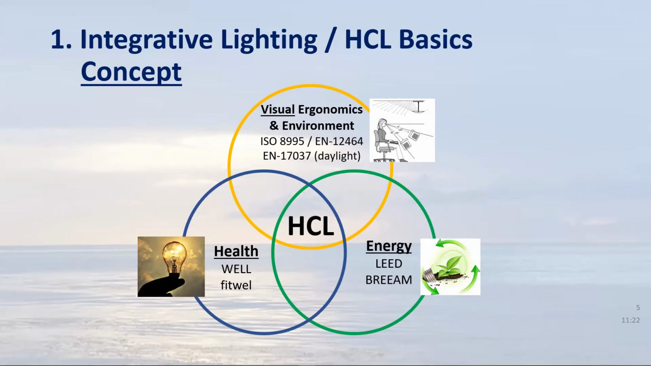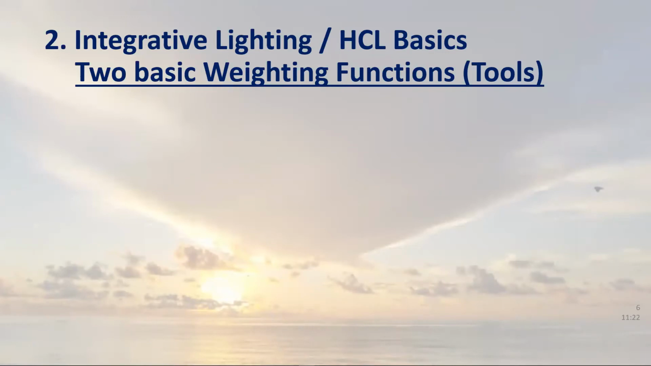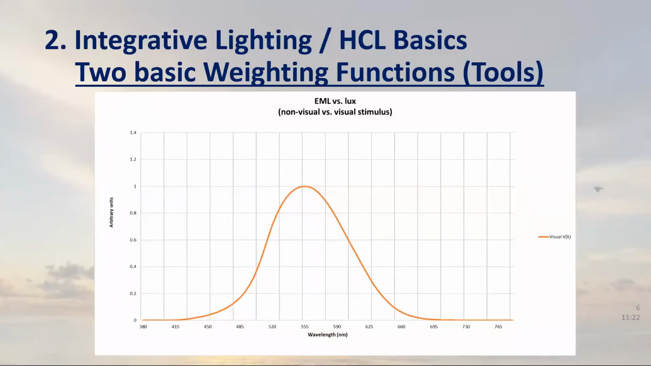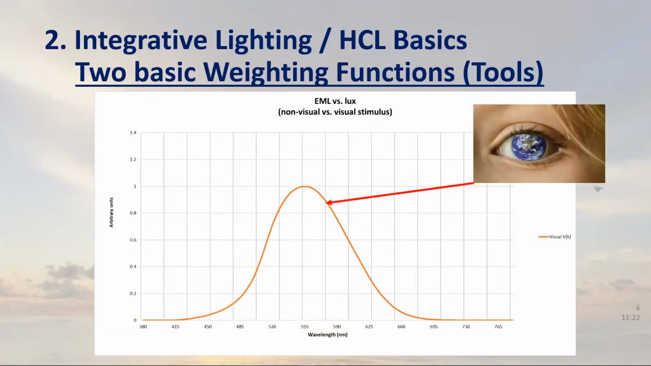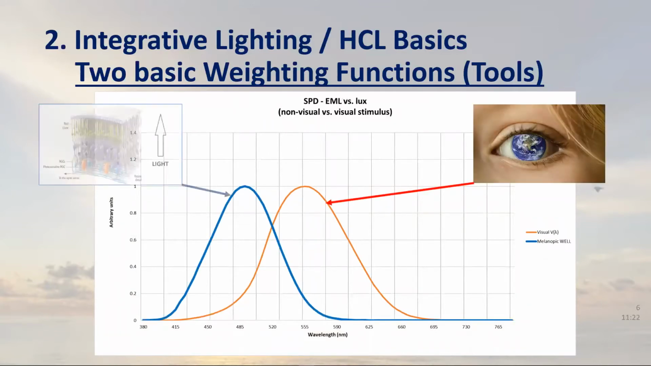Now that we know what we are speaking about, and without going into deep details, we have basically two weighting functions that are going to help us evaluate this field. One is V lambda, the visual function. And then we have the melanopic function, that is how the light is affecting the ipRGCs, that are the main sensors, not the only one, but the main sensors to evaluate effects of light and lighting in humans.